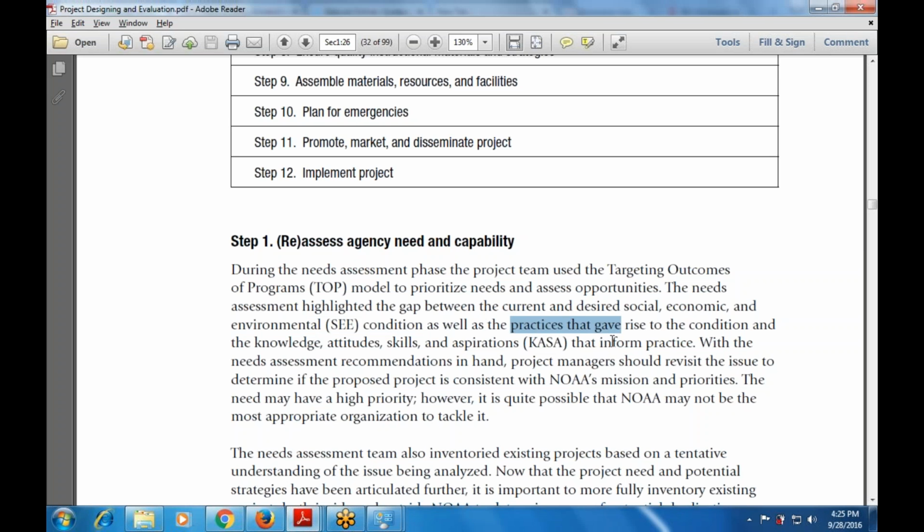So there's a TOP model that is developed, and there is also KASA, that is knowledge, attitudes, skills, and aspirations, that also inform the practice. And with the needs assessment recommendation in hand, the project manager should revisit the issue to determine if the proposed project is consistent with the main issues, the mission, and the priorities. The need may have a higher priority, but it is also quite possible that there may not be a most appropriate organization to tackle it. So we have to assess the agency needs and the capability, whatever the conditions, whatever the knowledge, attitude, and behavior that also inform the practice.